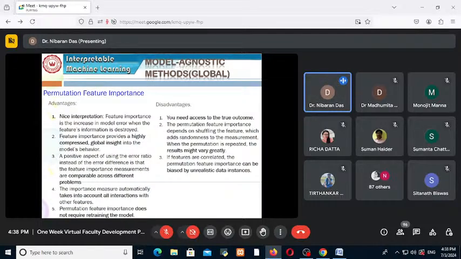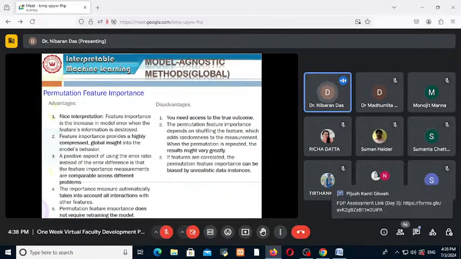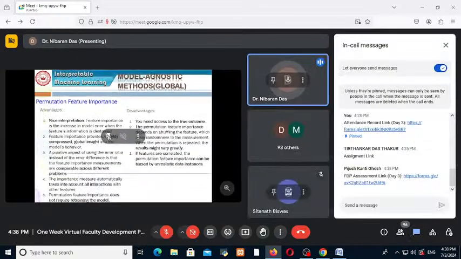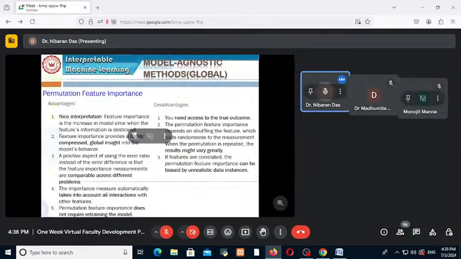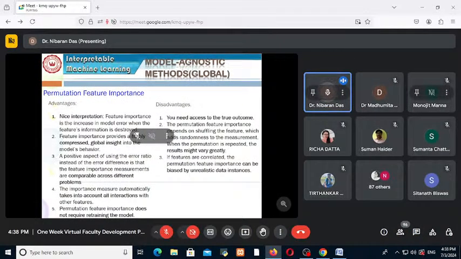Disadvantage: you need access to the true outcome. Permutation feature importance depends on shuffling the features, which adds randomness to the measurement. Obviously, when the permutation is repeated, the results might vary greatly. If features are correlated, the permutation feature importance can be biased by unrealistic data sets.